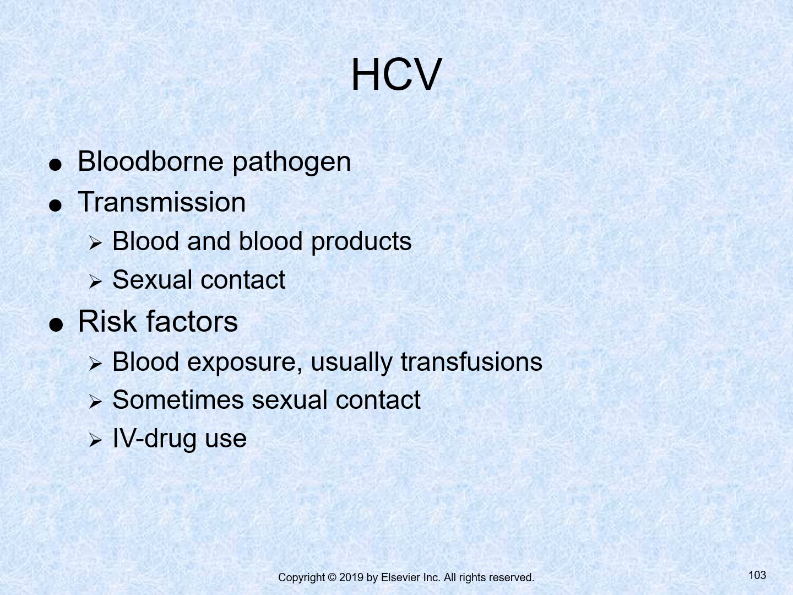Hepatitis C virus is a blood-borne pathogen that's transmitted via blood or blood products or sexual contact. Risk factors include blood exposure, usually due to transfusions, sometimes sexual contact, and IV drug use. After methods for diagnosing hepatitis A and hepatitis B virus became available, it became apparent that these two were not responsible for all the hepatitis cases, especially in those related to blood transfusions. HCV was originally termed non-A, non-B hepatitis.